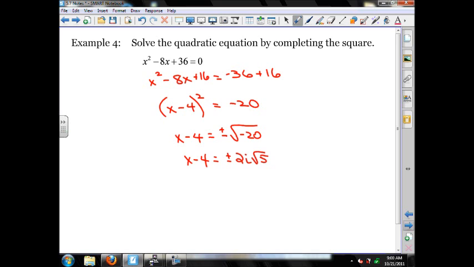And then the last step, add 4. The 4 and the 2 cannot be combined at all. If this one has an i root 5 on it, the 4 does not. That's your answer. Questions on doing this?